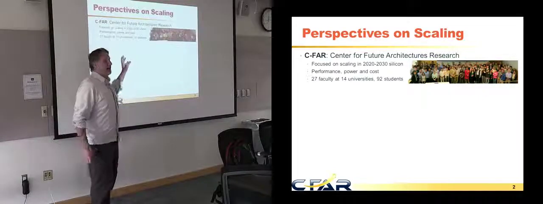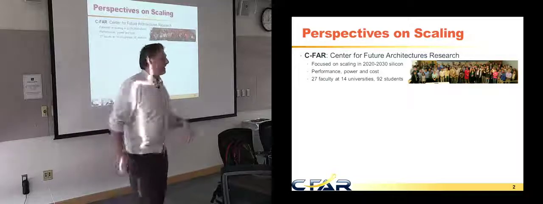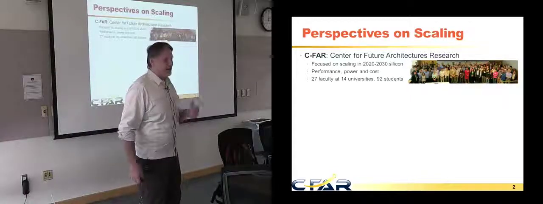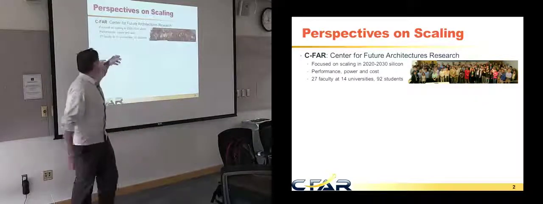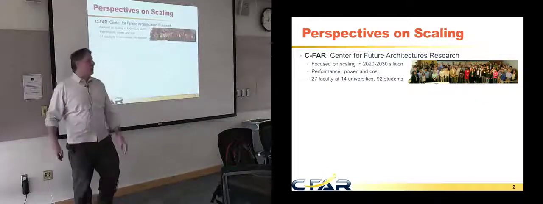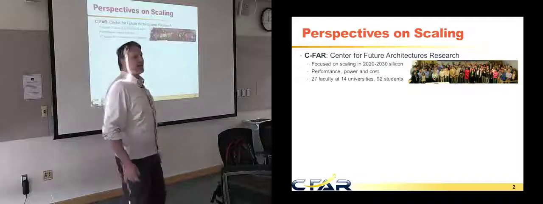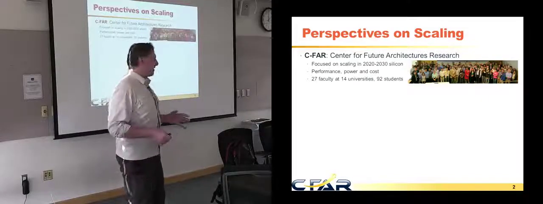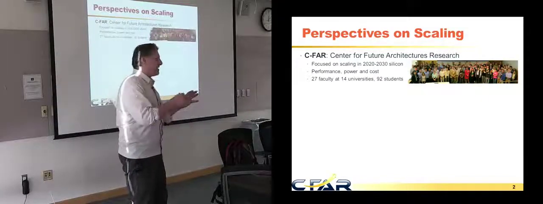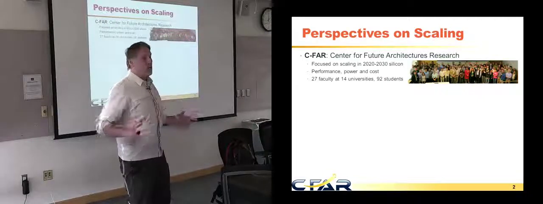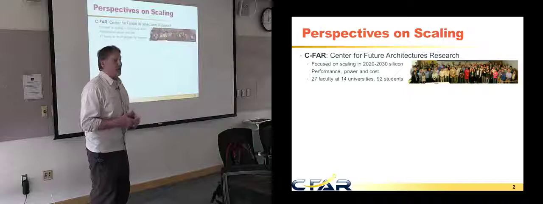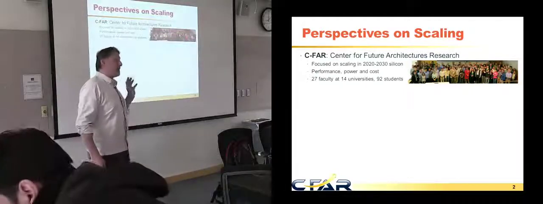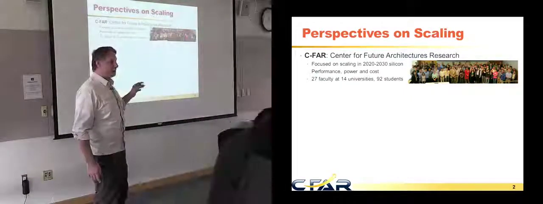And how do I get a perspective on that? In 2013, I got awarded a very large center here at University of Michigan. We've got 27 faculty from 14 universities. We support over 90 students. And for the first time in my career, I had to stop thinking just about my research and think more broadly about the research of the community. And that really led me to these topics that I'm talking about today.